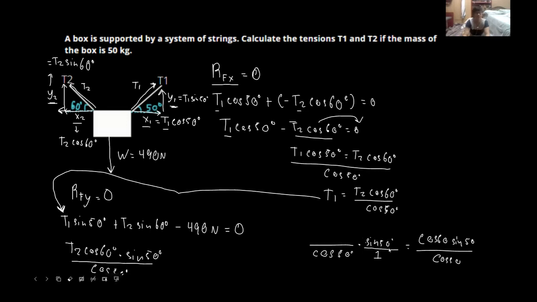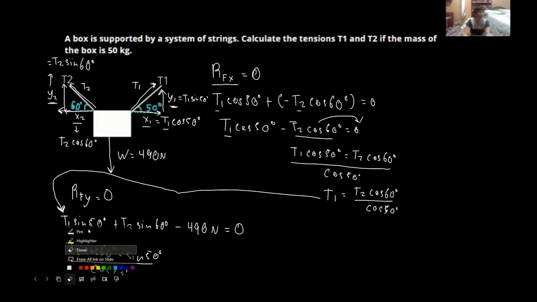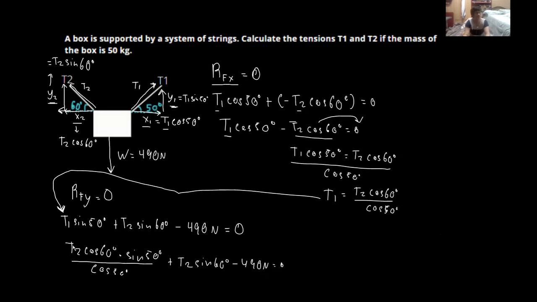So burahin ko lang to. Pasensya na kung naglalag to ha. Now, this one plus T2 times sine 60 degrees minus 490. Pansin nyo, T2 lang ang given. So siya lang yung missing. So dahil dyan, hanapin natin si T2, since siya lang yung missing part dito. So we need to find them.